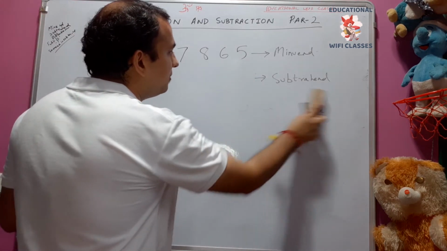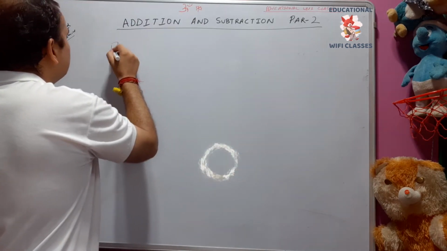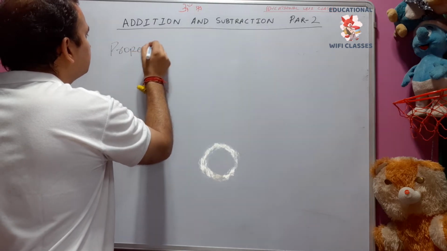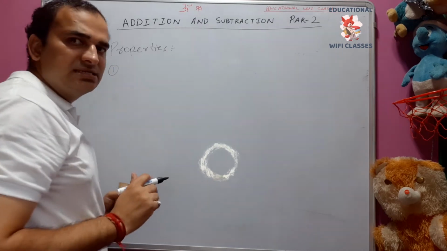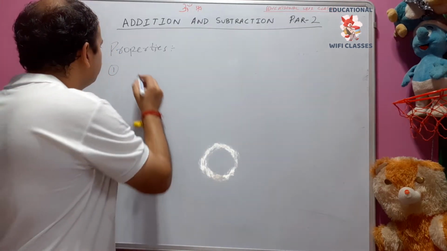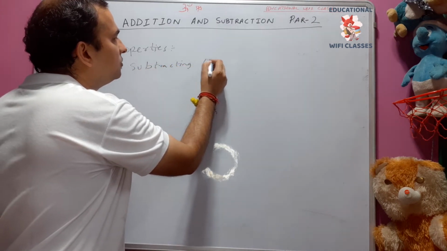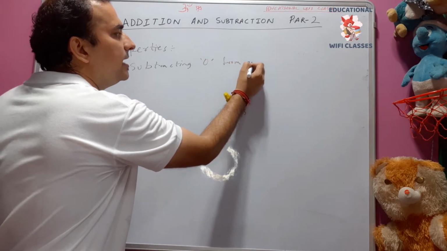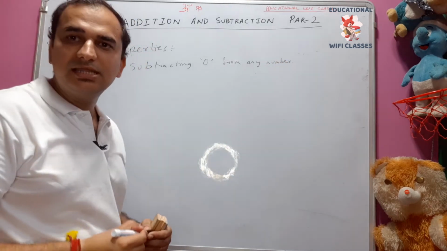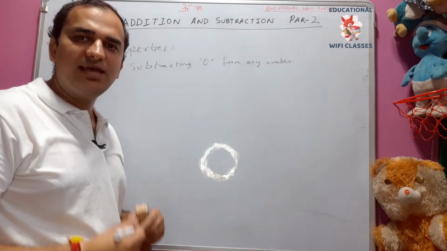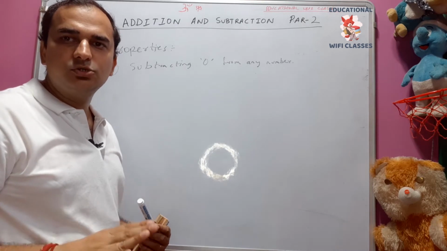Okay, let's go with the properties of subtraction. The first property is subtracting 0 from any number. So what do you think? Whenever we subtract 0, what will happen? Nothing will change because 0 doesn't have any value. So whenever we subtract 0 from any number, we get the same result. There's no change in that one.